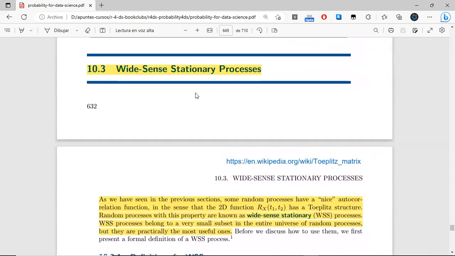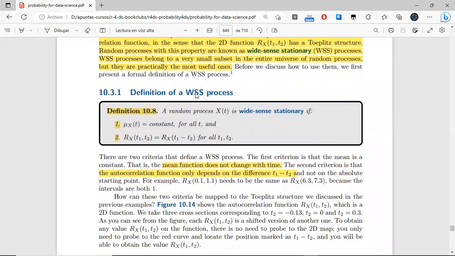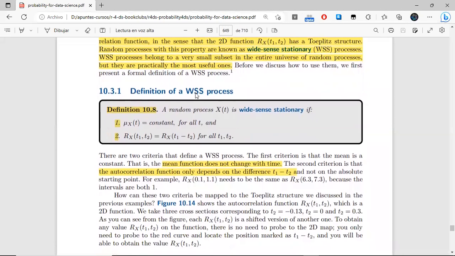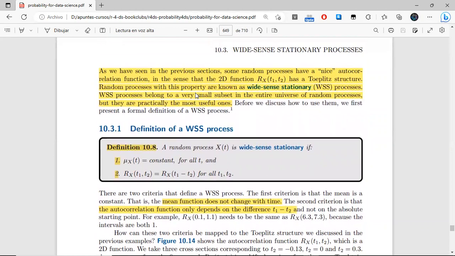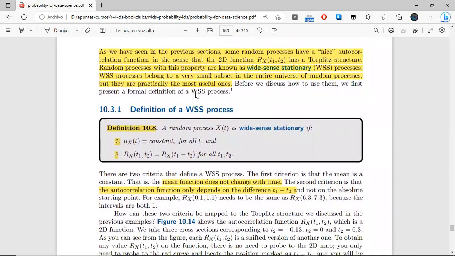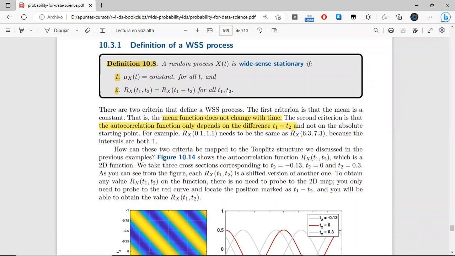Well, after we go through all the definitions, this part is at least a good blend of the tools that we have already been working with, because again, convolutions appear and the Fourier transform and all of that. So we will be focusing on a very small subset of possible random processes, but at least they are the ones that arise naturally, so they will be pretty useful.